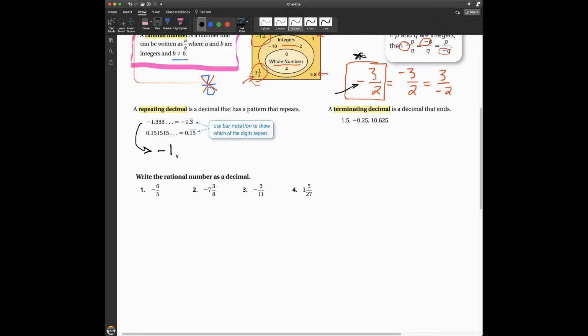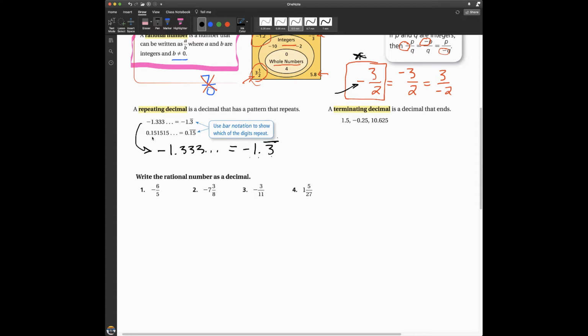So negative 1.333 ... is the same as negative 1.3 repeating. That's how I say it. 1.3 repeating. Okay. And here's another example.